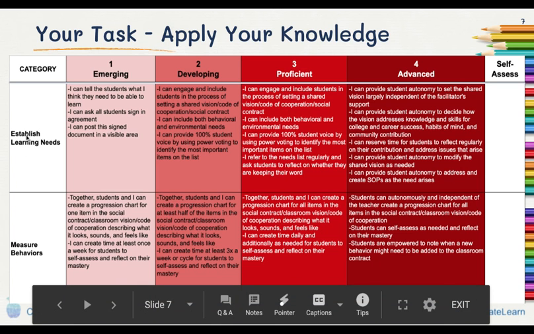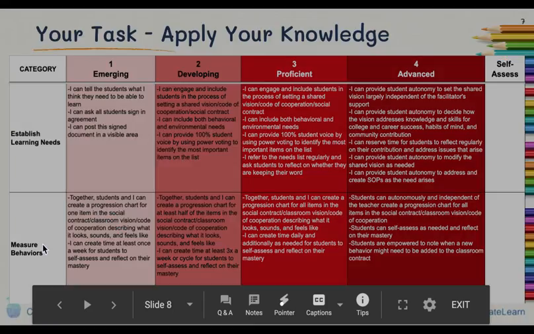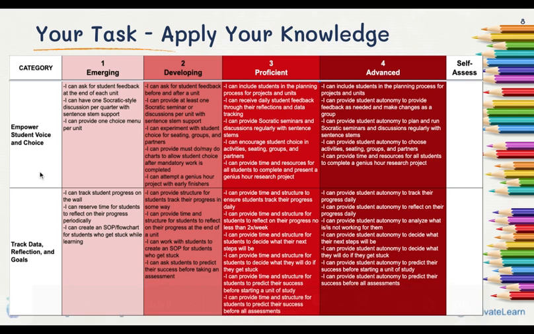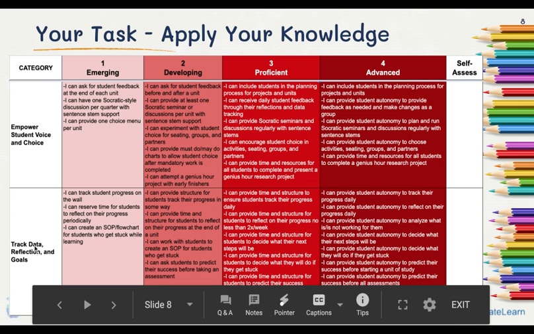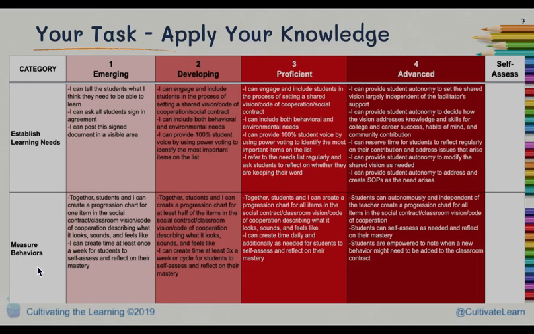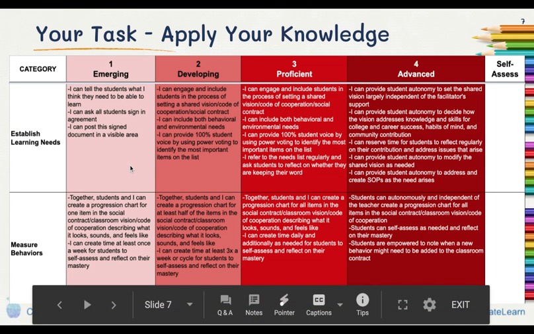So the first is establishing learning needs. The second is measuring behaviors, and this would be hopefully student-centered. Empowering student voice and choice are the third. And then tracking data, reflection, and goal setting and tracking is the fourth. So it depends on where you are with your kids and how it's going to fit into the rest of your year. So the way this works is this.